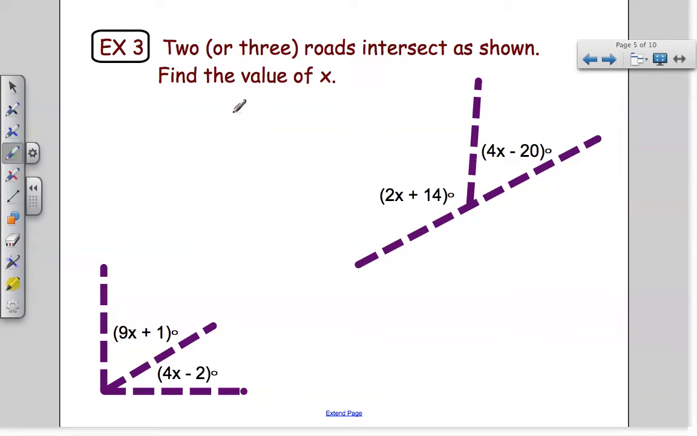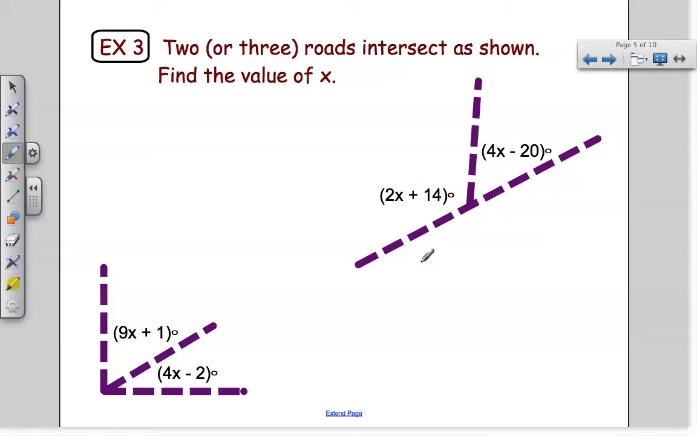In this situation, the purple dotted lines are roads. So this is like the roads in your city. They intersect as shown. I want to find the value of x. In this case, I have two angles. One is 2x plus 14, and this one's 4x minus 20. I have one road going straight here and one kind of going off at an angle. It definitely does not look like it's 90 degrees. But what do I know about these two angles? I know that they're sitting on a line. I know that a line or a straight angle measures 180 degrees.